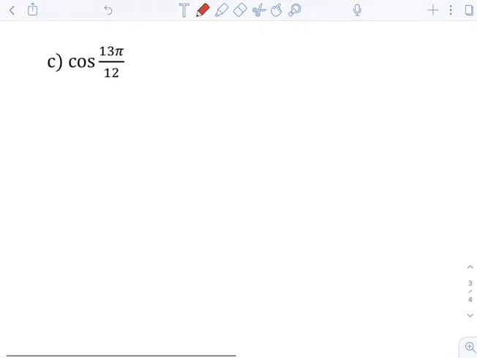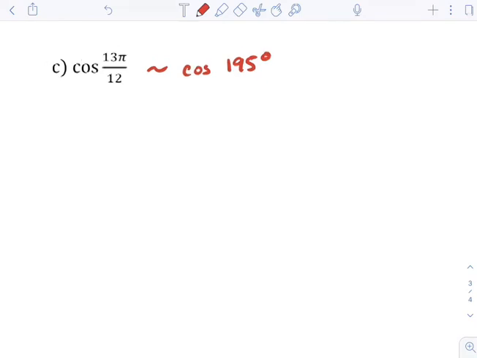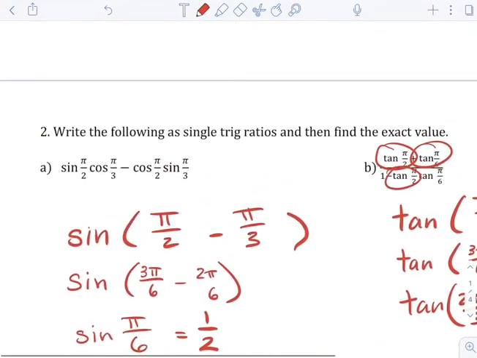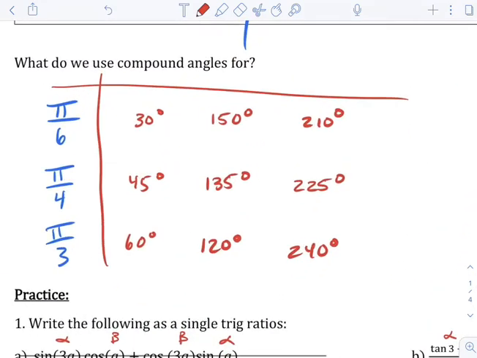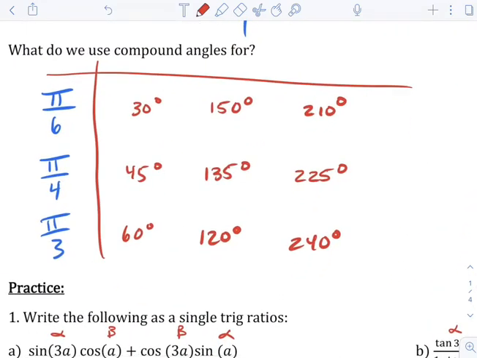Cos 13 pi over 12 is. Now, in terms of degrees, that's equal to cos 195, if that's what you use. I want to find out from the exact angles that I know, how can I make 195 degrees from it? So I'm going to go back up to our exact angles that we know. And there's a few different ways. I could add together 60 plus 135. That adds together for 195.